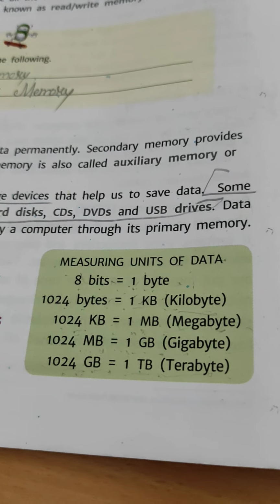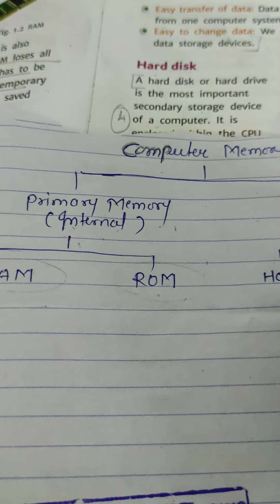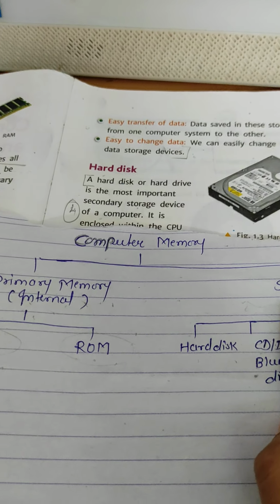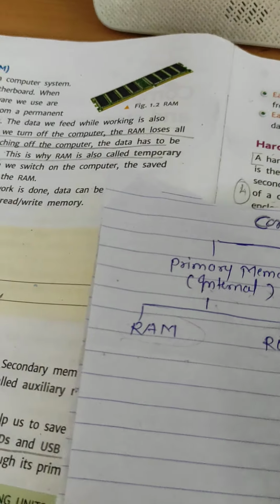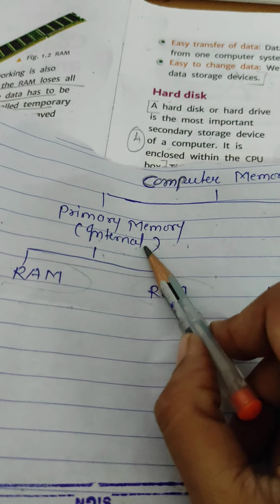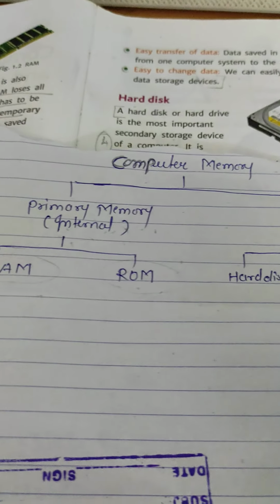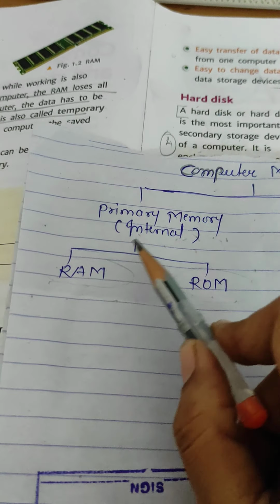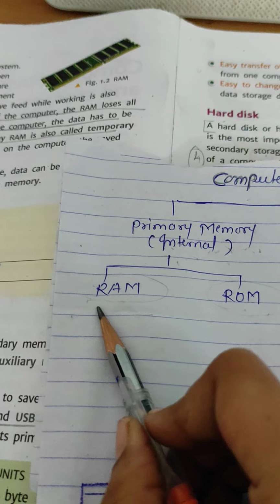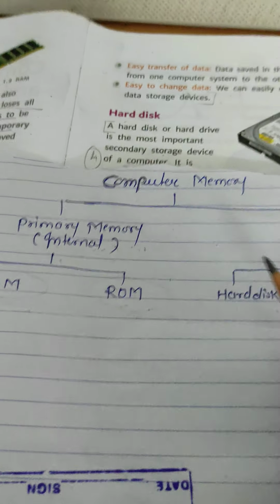Okay, here computer memory has two parts. One is the primary memory and the second one is the secondary memory. Primary memory is also called internal memory, and secondary memory is also called external memory. Primary memory is of two types. One is the RAM and the second one is the ROM. RAM means random access memory and ROM means read only memory.